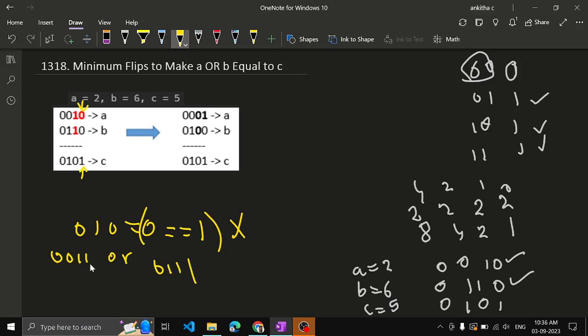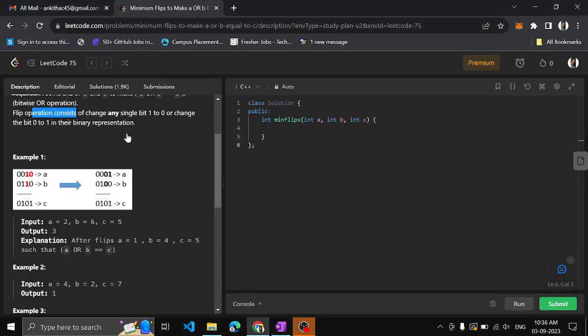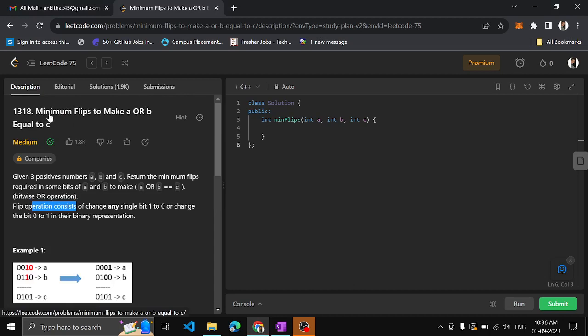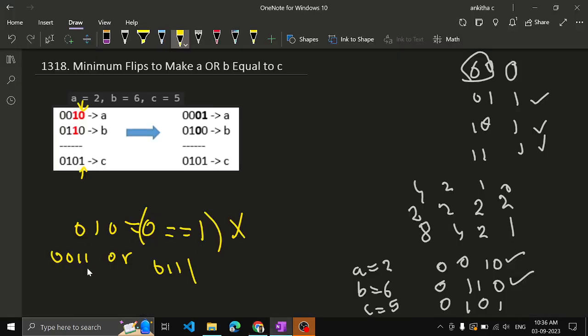Yes, you can. But they have said that we have to find the minimum flips to make A or B equal to C. So we consider flipping the bit to 1 in either of them, not both. Both can be done, but here it is not necessary. Here we have to find the optimal number of flips, and optimal means the minimum number of flips that has to be made.